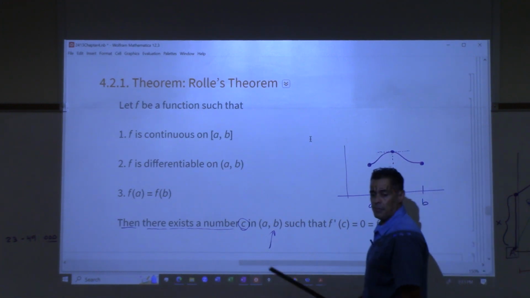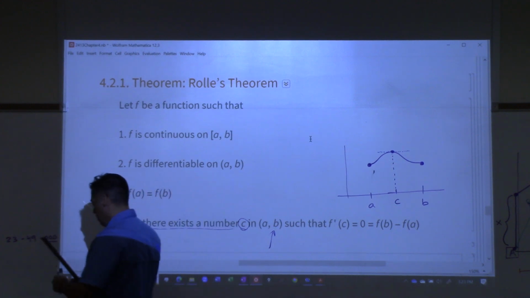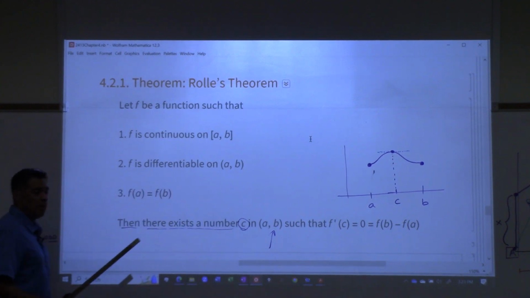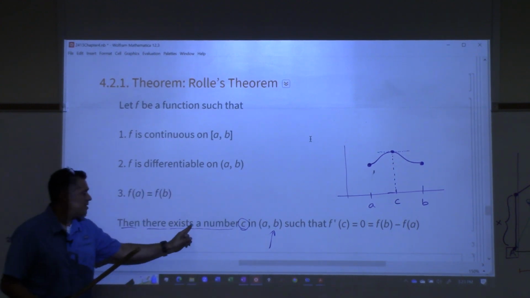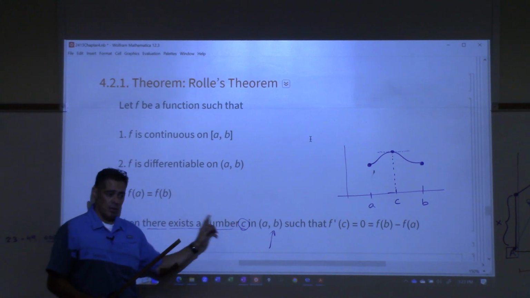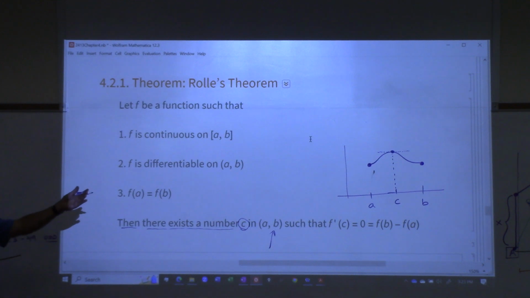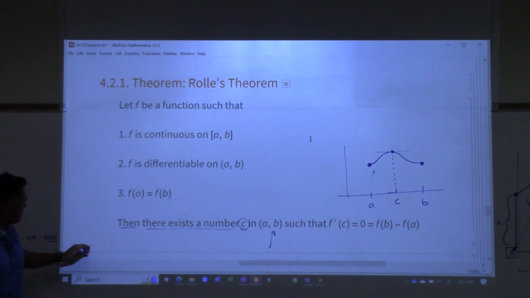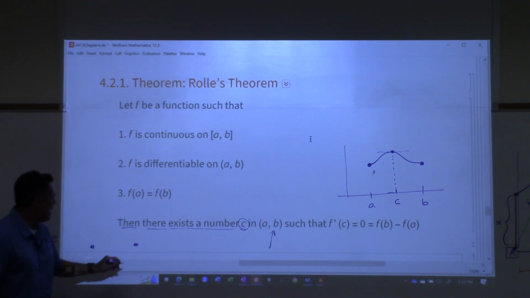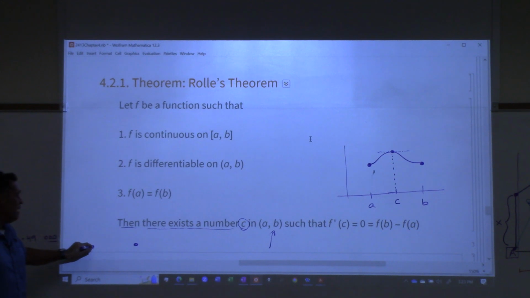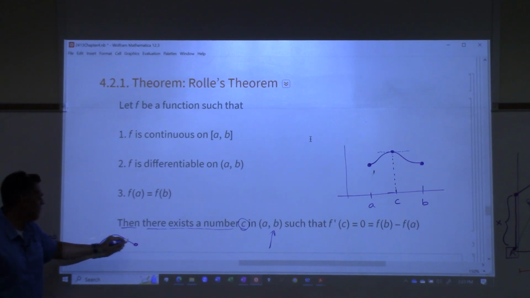So can we have multiple c's? It could be multiple. This says there exists a number, could be more than one. Does that make sense to y'all? If I have to go from this point to this point without picking up my pencil and not having corners or cusps, then do y'all agree that somewhere my tangent line is going to have to be flat?